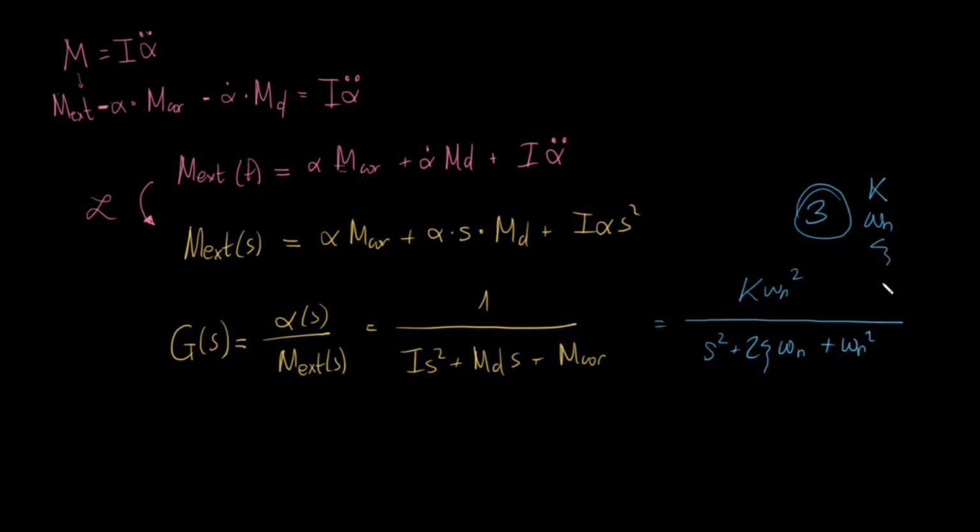So what are these 3 values on our system, on our rocket? Well, the static gain is 1 over the corrective moment. Let's see, the natural frequency is then going to be the corrective moment over the moment of inertia, and the damping ratio is the damping moment over something.